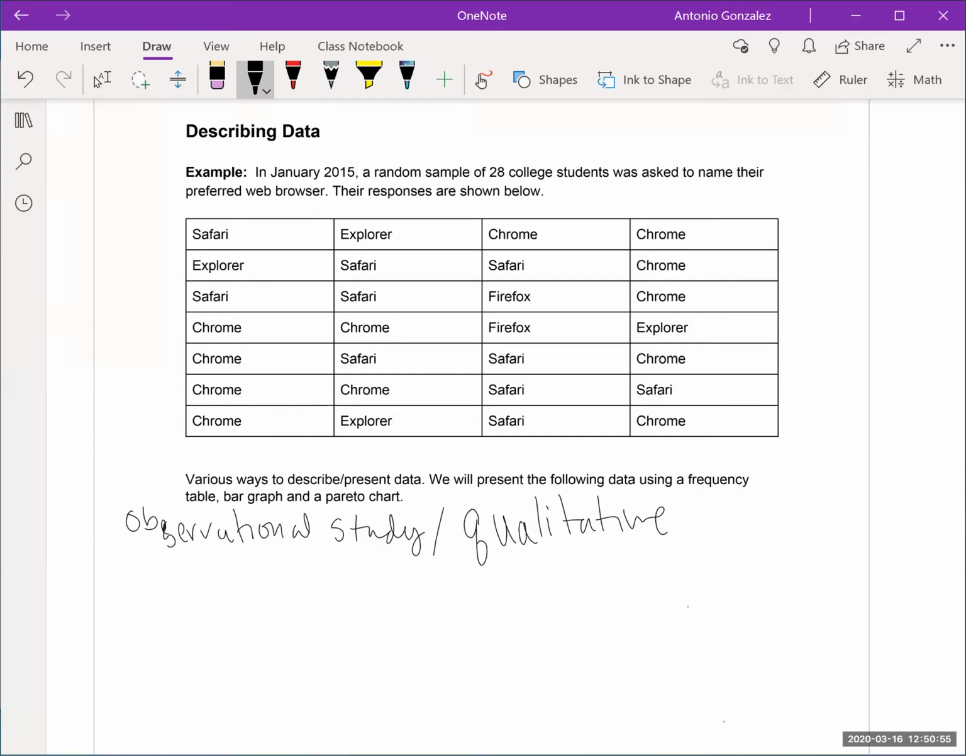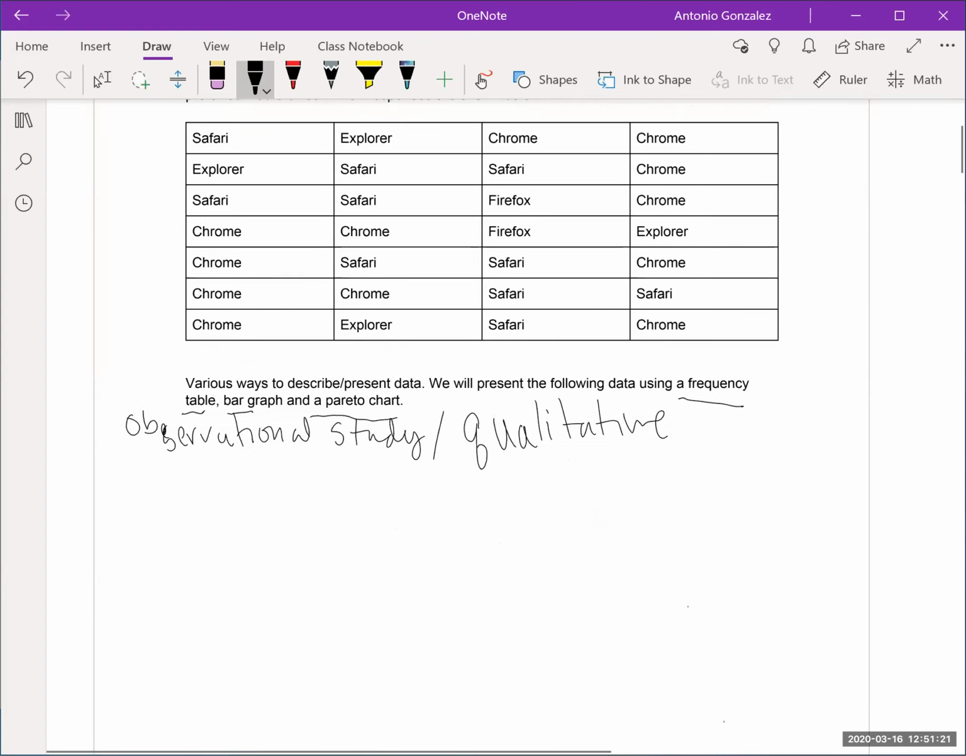So now we want to take this and have a nicer visual representation of this data. There are several ways we can do this. We could use a frequency table, a bar graph, and what is called a Pareto chart. So we're going to do 3 separate representations of this data. The first one we're going to do is what's called a frequency table.